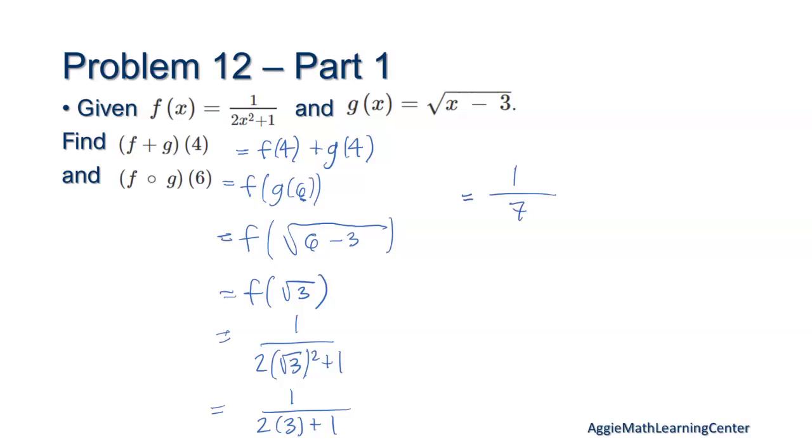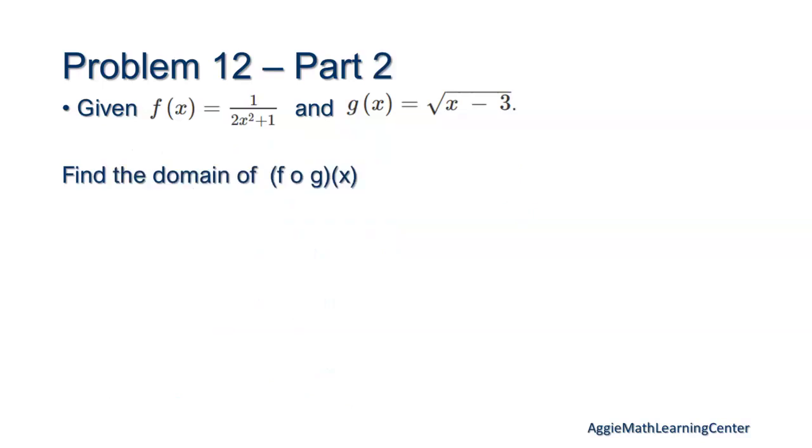Okay. So this is that first one, 34 over 33, if I plugged in 4 to both of the functions and added them together, and 1/7 for the second. Okay, now this is the fun part. What is the domain of f composed of g of x? First off, what's the domain of g of x?